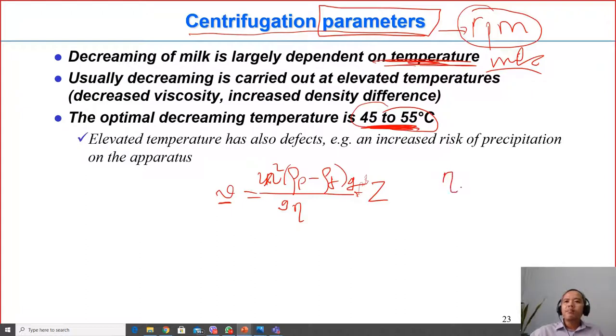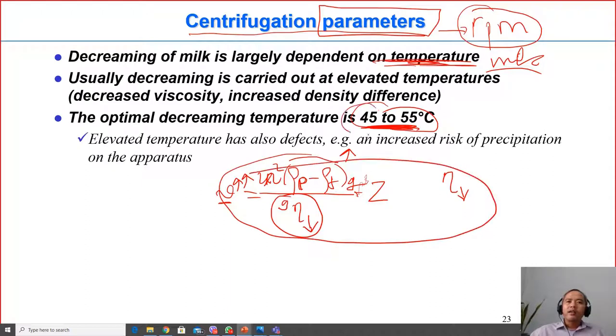When you heat up a liquid, the viscosity is reduced. When viscosity is reduced, the separation velocity is increased, right? Good. And when you do this, the difference in density between plasma and fat is also increased. And this increase makes the separation faster. That is the objective of increasing the temperature to this level for centrifugation.